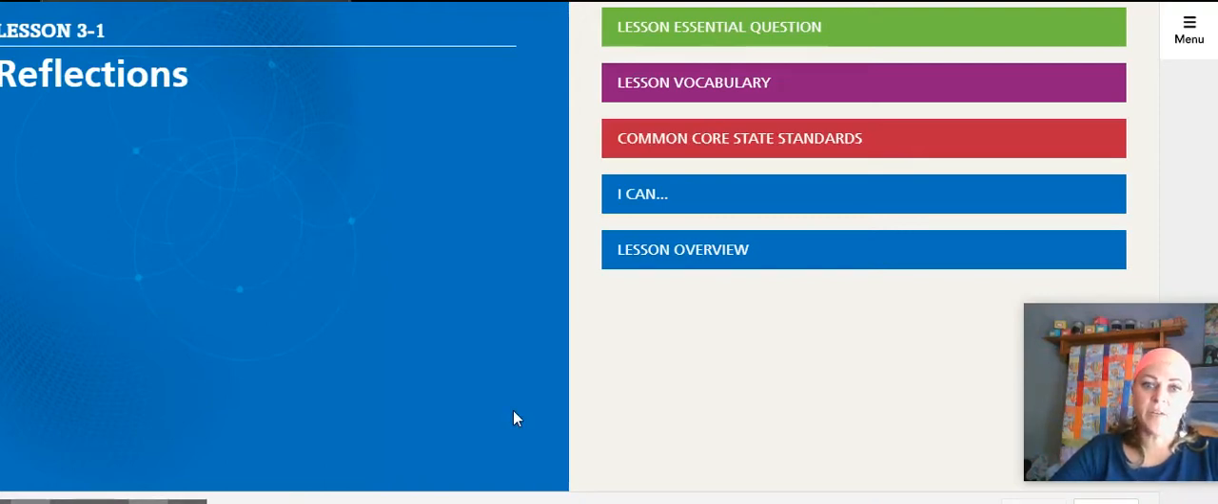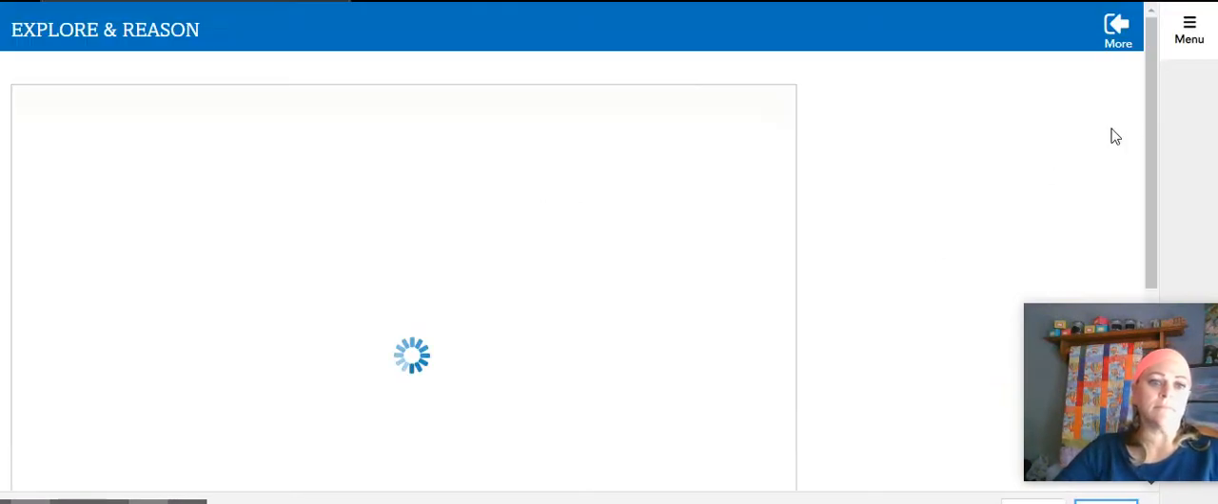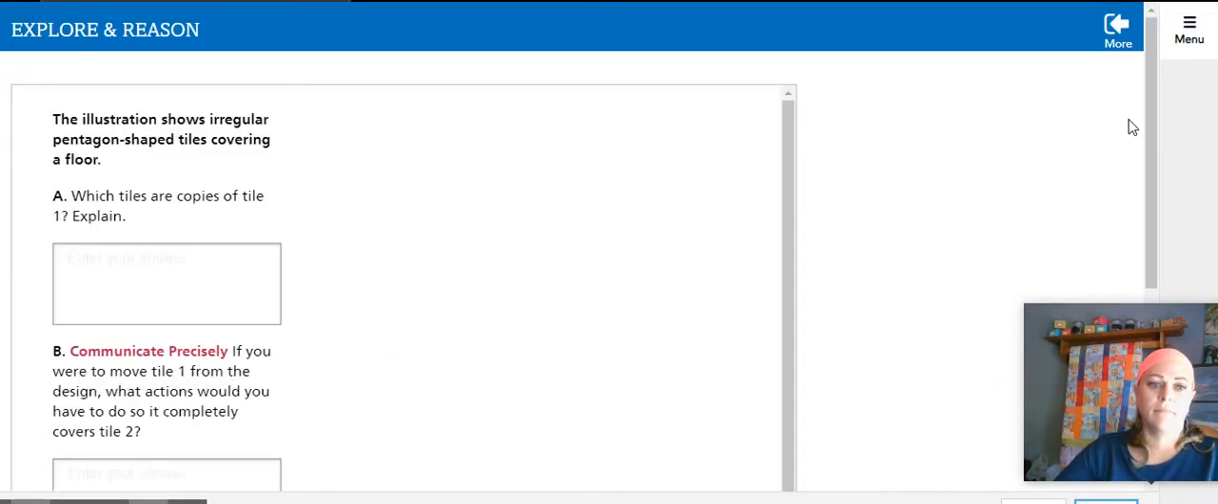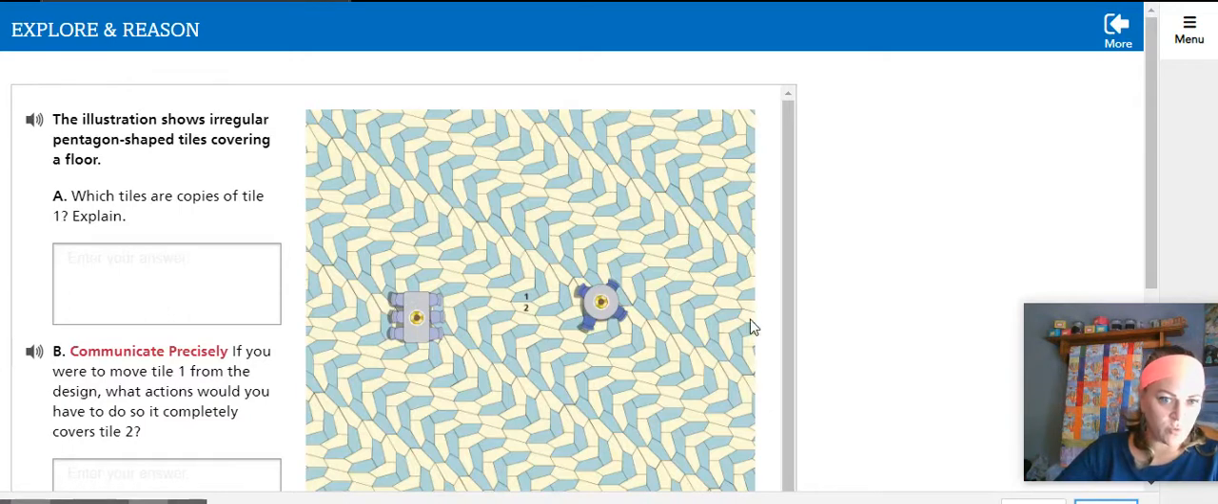Lesson 3.1, Reflections. This lesson starts out with a visual, and it has you look at each of these little tiles. It says the illustration shows irregular pentagon-shaped tiles covering the floor. Some of them are in blue and some of them are in white, and it has numbers 1 and 2. It says which tiles are copies of tile 1.